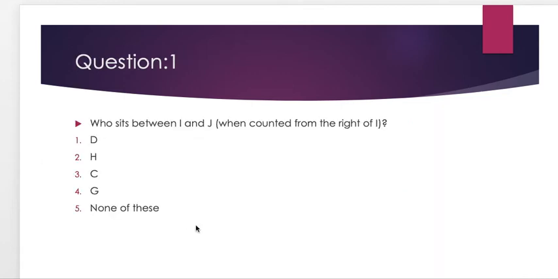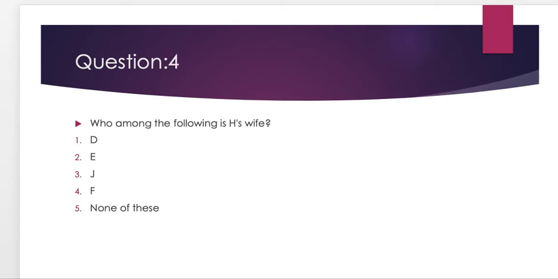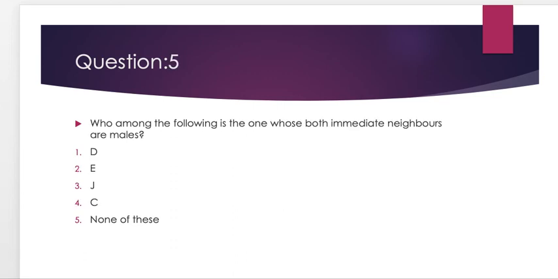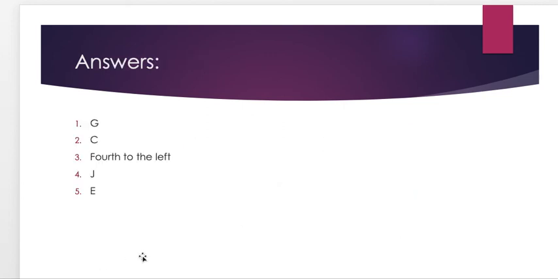Who sits between I and J? Find the answer for this. We'll see the answers finally. Who among the following does not belong to that group? What is the position of C with respect to J? Who among the following is his wife? Who among the following is the one whose both immediate neighbors are males? The answers are G, C, fourth to left, J and E.